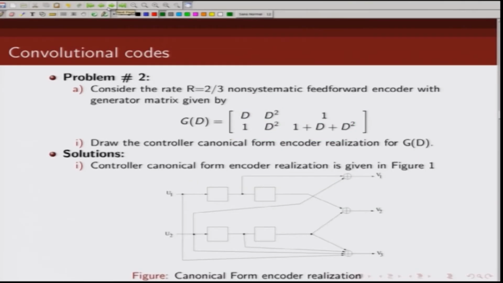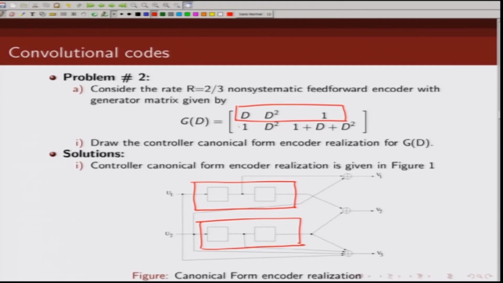So, this is precisely what we have here. We can see this shift register is for this input and this shift register is for this input. The maximum memory element for the first one is 2, the second one also 2, and we can see now the first output is D times U1, which is this, plus U2 times this.